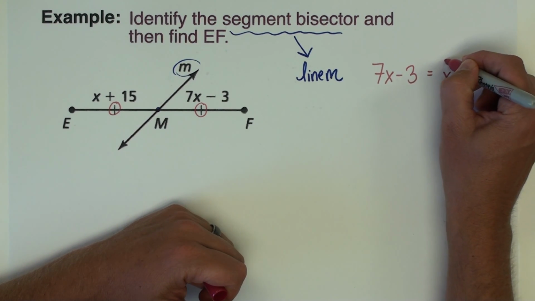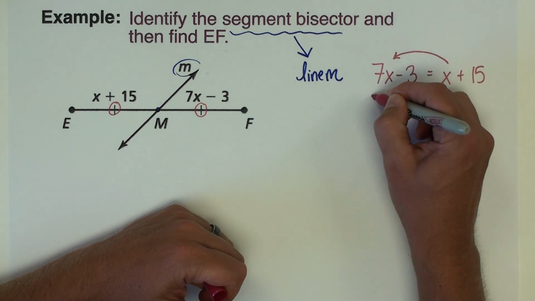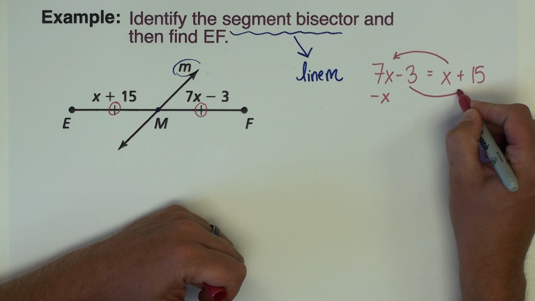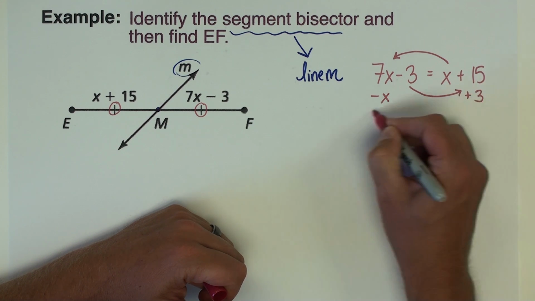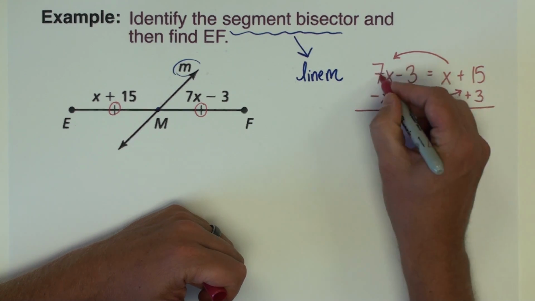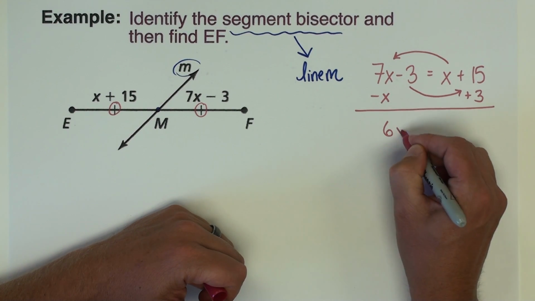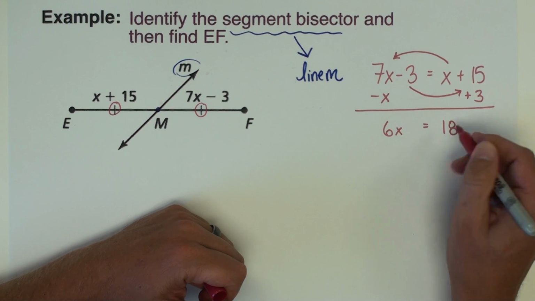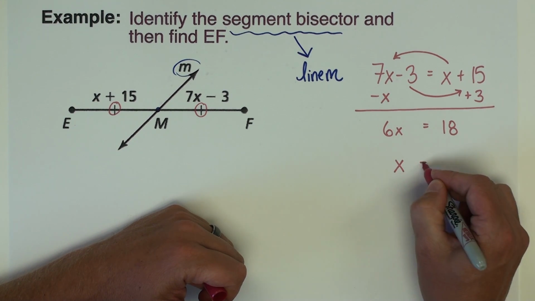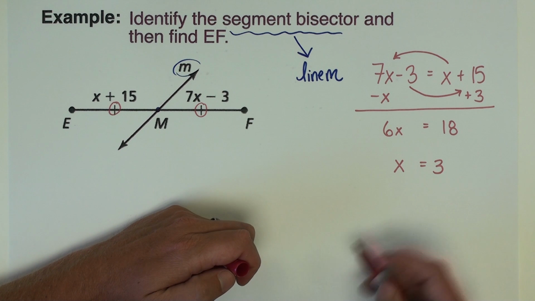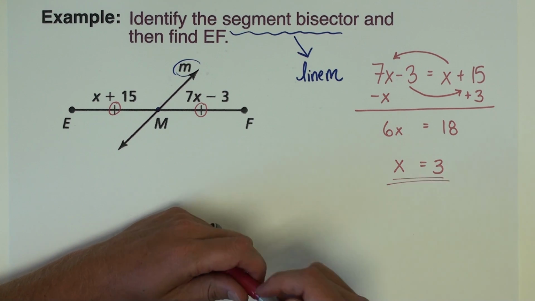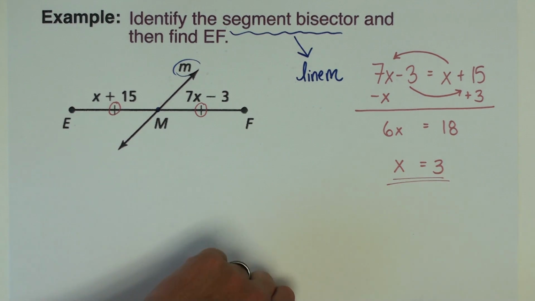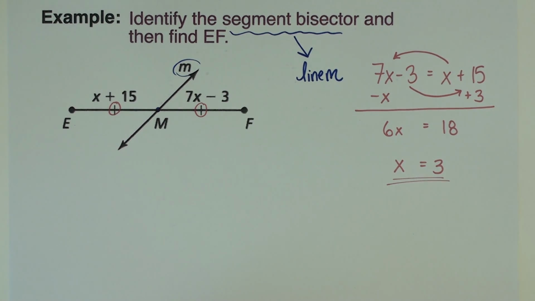I want this x to come to this side, so I'm going to subtract x. I want this minus 3 to come over to this side, so I'm going to add it. So 7 minus 1 gives me 6x, and 15 plus 3 gives me 18, and 18 divided by 6 gives me 3. Okay, so I've got the value of x. Now I need to complete the problem by finding the length of segment EF.